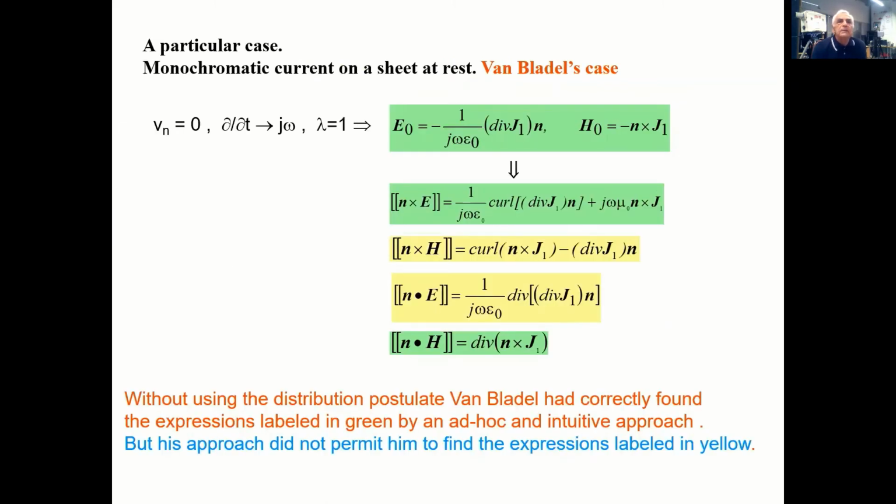Now assume that the sheet is at rest and the current is time harmonic, while the coordinate system is such that lambda equals 1. Then one gets these simpler expressions. It is interesting to notice here that without recourse to the aforementioned distribution postulate, Van Bledel had obtained quite correctly the results written in green through an intuitive approach. But his approach could not permit him to find the relations written in yellow. Now I would like to present the essential points of his interesting approach.